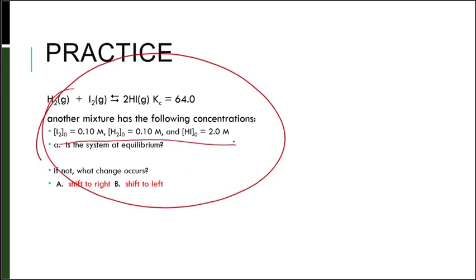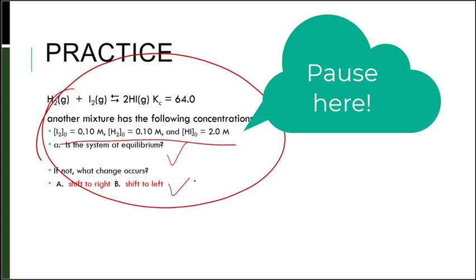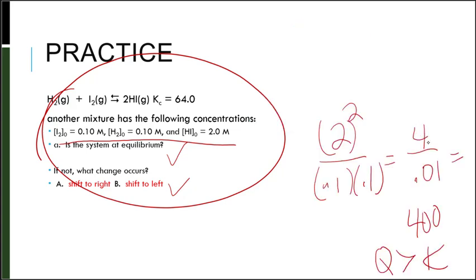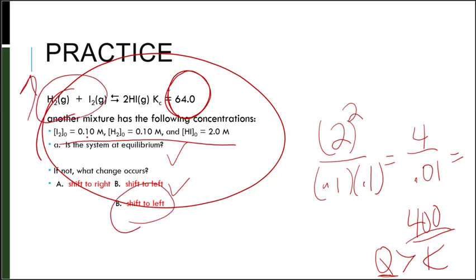One last practice one with this equation. Given these concentration values, is the system at equilibrium? And if not, what would need to happen to get it to equilibrium? When I plug in those values, I get 400 for a value of Q, which makes it much greater than the K value of 64. So it's going to need to shift left. We need to increase the concentrations of the reactants and decrease the concentration of the product, meaning the reaction needs to lose the HI, therefore go to the left to create more H2 and I2.